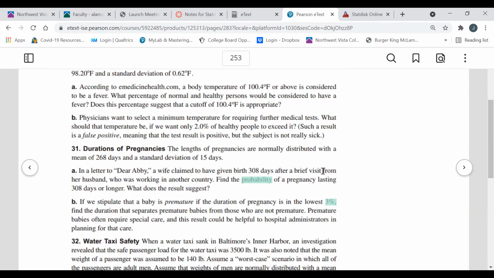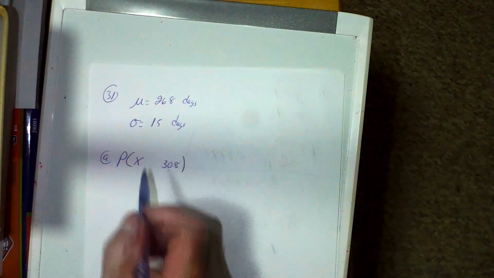Is it going to be less than, greater than, or in between? What inequality symbol am I going to use between the X and the 308? It said lasting longer than. What does that mean? Lasting longer than. It is greater than. Bam! Very good. Greater than. It's lasting longer than.